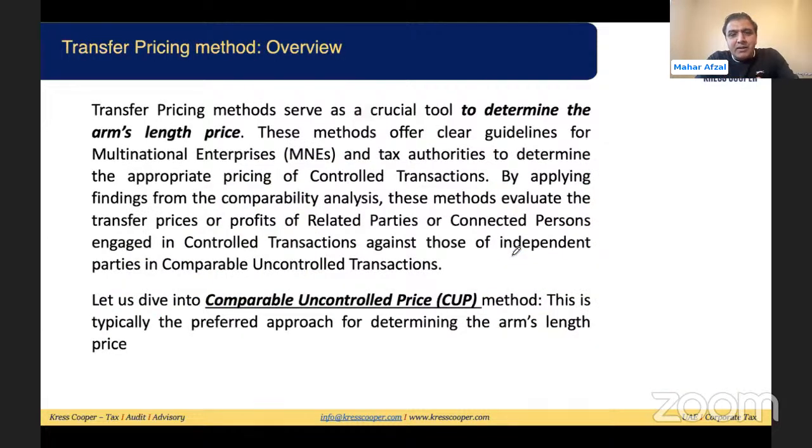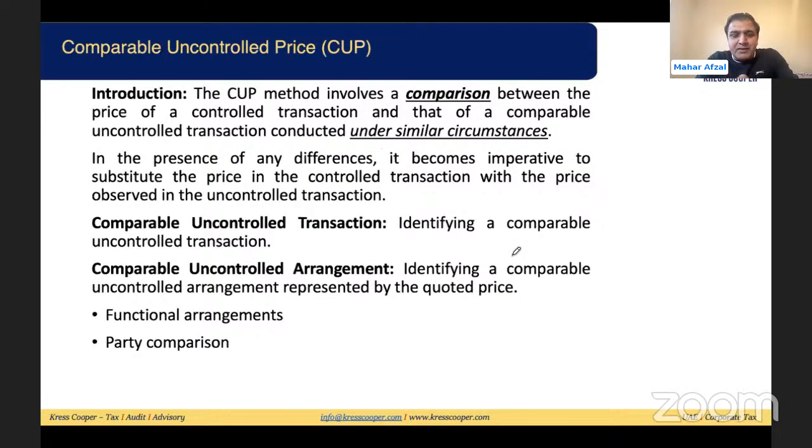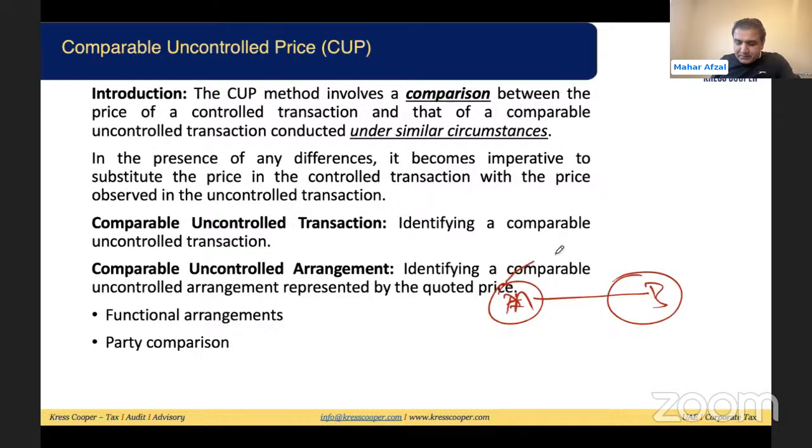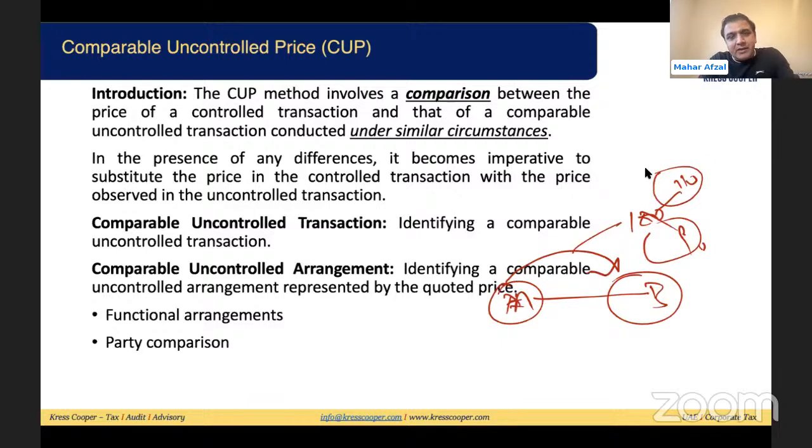What is the comparable uncontrolled method of transfer pricing? Just look into this example. There is one party A. This party is selling goods to party B. Both are related parties. So whatever price A is charging B can be a controlled price. Might be A is managing the price. The value of the goods in the market is, assuming, 100. A is selling at 110 or 90. Means A is not selling the goods to B at the market price. Means this is a controlled transaction.